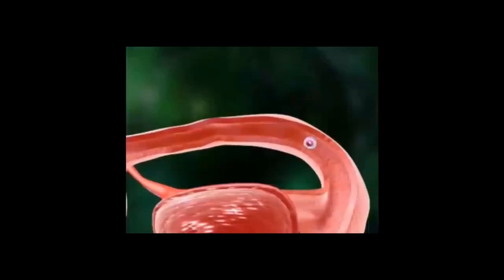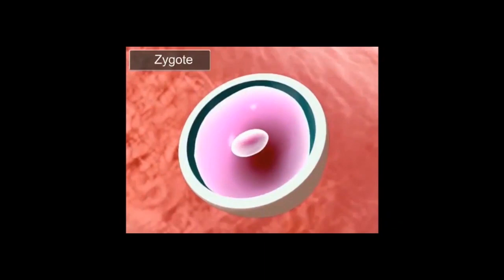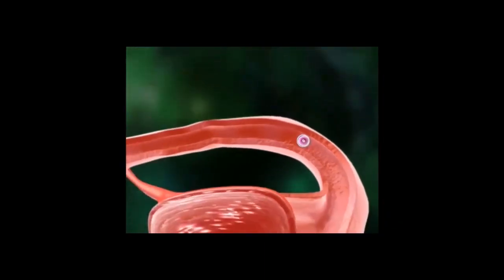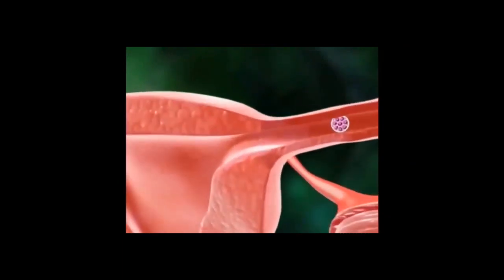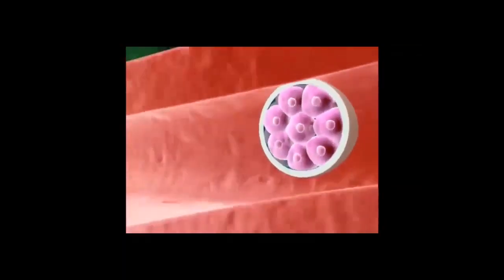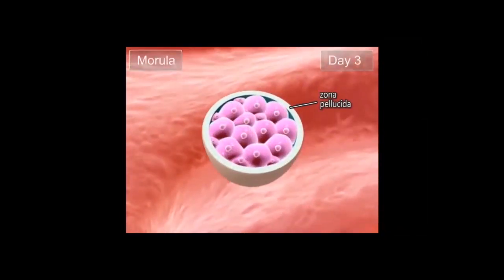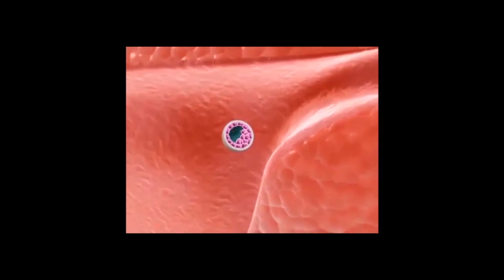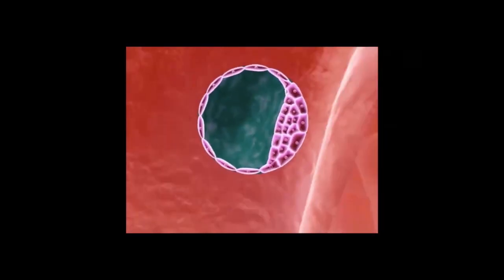Implantation. Male and female gametes fuse to form the zygote, which passes along the uterine tube toward the uterine cavity. After repeated mitotic divisions, the zygote is transformed into a ball of smaller cells known as a morula. Approximately 4 days after fertilization, the morula enters the uterine cavity.